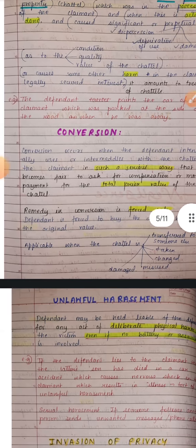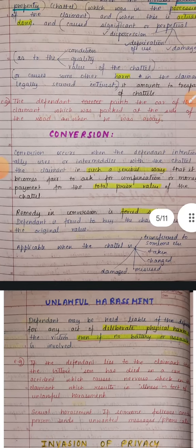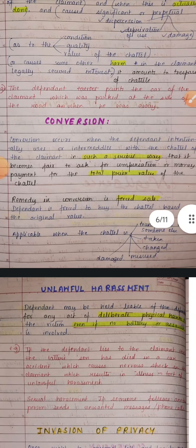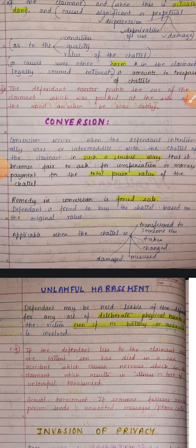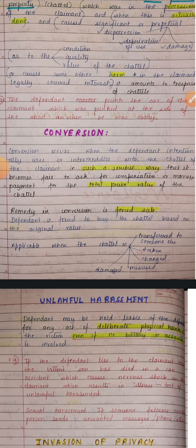Lastly, we have conversion. We have one more thing, unlawful harassment. So conversion occurs when the defendant intentionally uses or intermeddles the chattel or the movable personal property in such a serious way that it becomes fair to ask for the total price value of the chattel. So conversion is more serious than trespass to chattel. What happens here? The thing is totally damaged. Maybe it's given to somebody, it's absolutely out of reach, something like this.